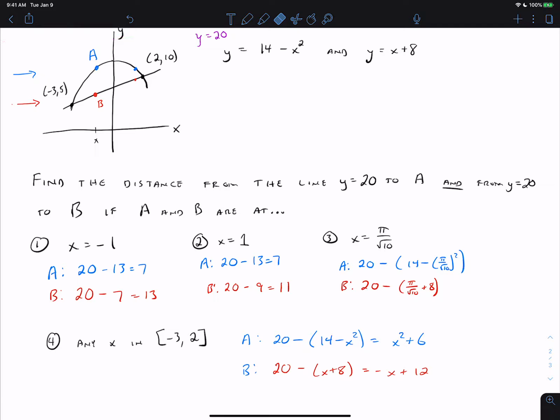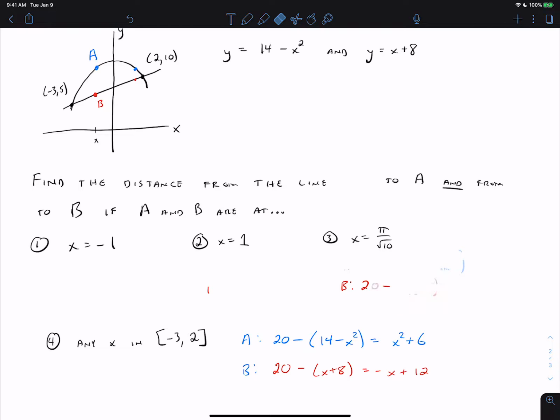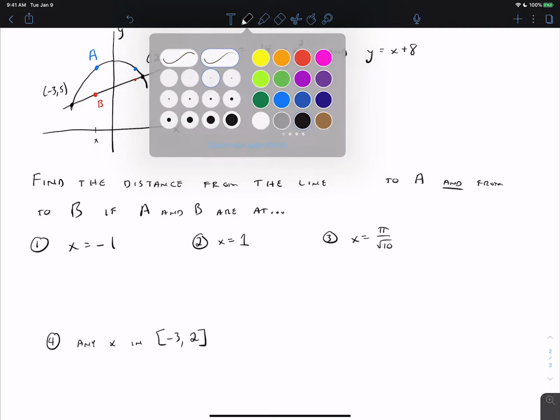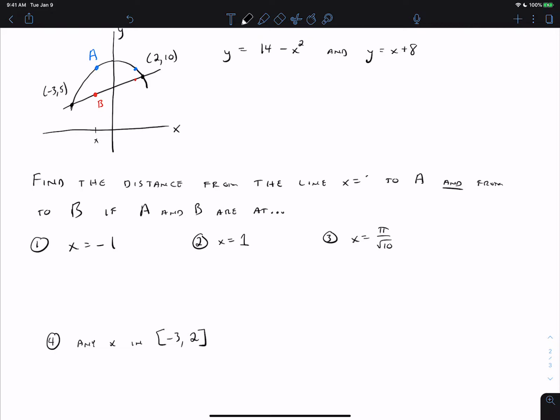Okay, so now I want to look at 2 more lines where we do basically the same thing, but not horizontal lines. So those were horizontal lines. We're going to now talk about vertical lines to the left and the right of the region. And so we'll start with x equals 5. So we want the same questions: the distance from the line x equals 5 to A and from the line x equals 5 to B, if A and B are at each of these values.